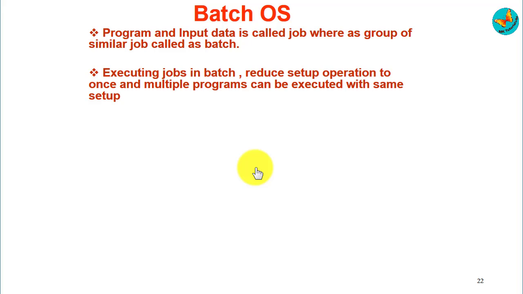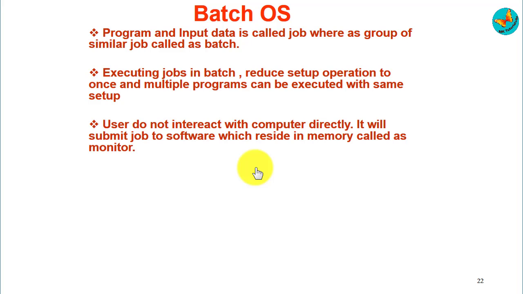Here, since the jobs are executed in batch, once the setup is done initially, then for later programs there is a reduction of time and setup operation, and due to this multiple programs can be executed with the same setup. The drawback of this system is that the user does not interact with the computer directly. The user just submits the job to the person named the operator, and this operator gives the job to a software called the monitor, and this monitor always resides in the memory of the computer system.